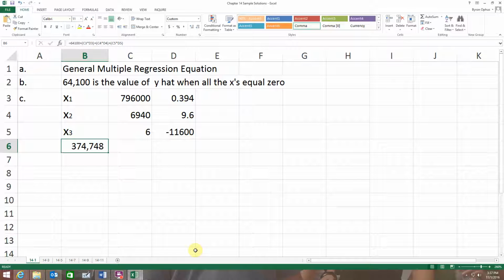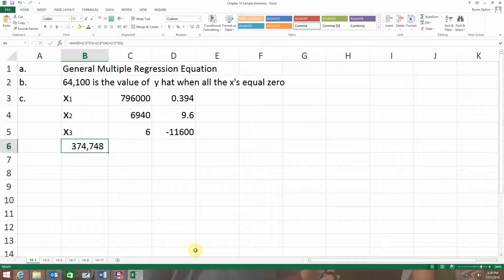And if you go back right to the start of the chapter on page 477, it gives it to you right there in the middle of the page. So we would have that. In my case, it's the general multiple regression equation.